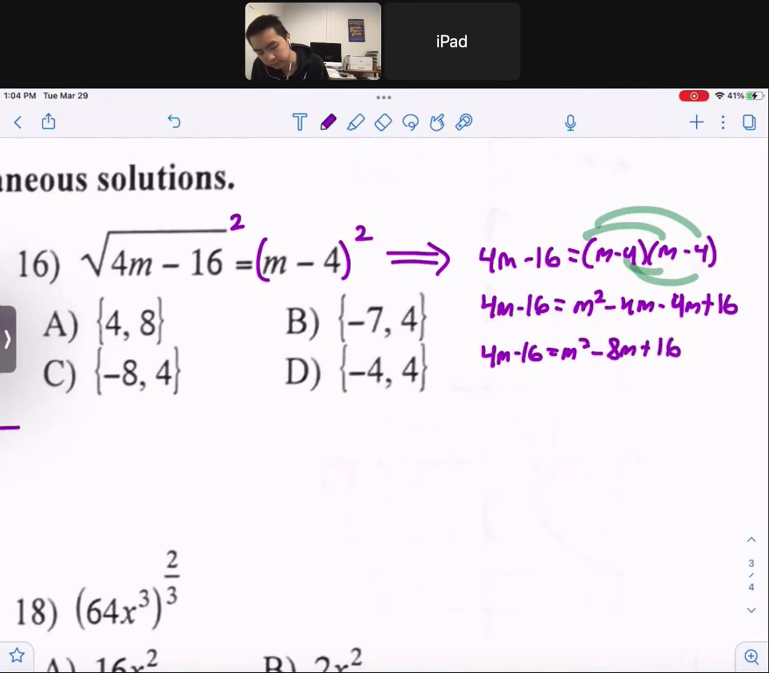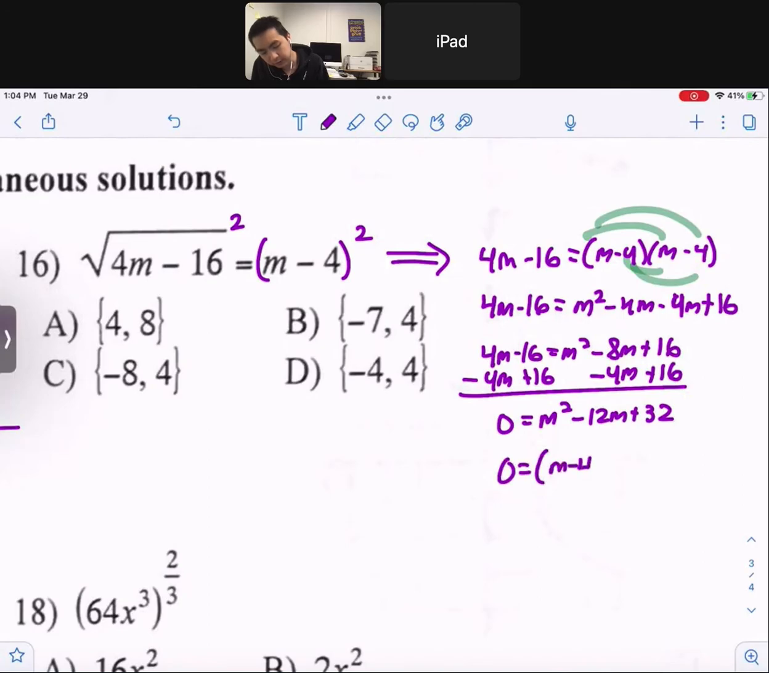And again, since we're dealing with another quadratic, set the whole equation equal to 0. So m squared minus 12m plus 32 is what we have. And the factors will be m minus 4 times m minus 8. So m equals 4 and m equals 8. But again, we have to plug this back in to make sure that it's fine.